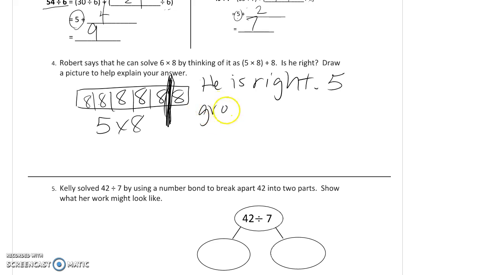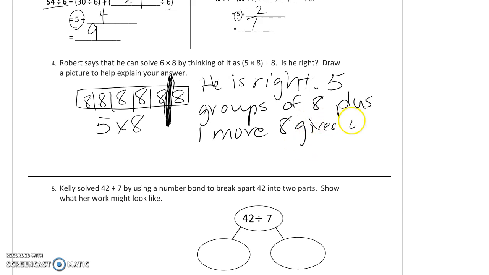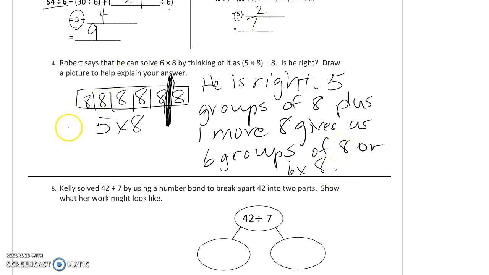Five groups of 8 plus one more 8 gives us 6 groups of 8, or 6 times 8. Okay, so he's right because 5 groups of 8 is this side, plus one more 8 gives us the total of 6 groups of 8, which is 6 times 8. All right, so 6 times 8 just means 6 groups of 8.